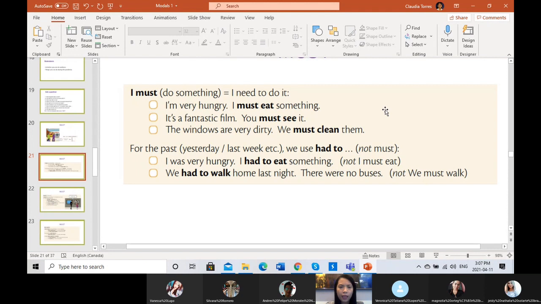And then we have, it's a fantastic film. You must see it. Here, this is a strong advice, a strong piece of advice, right? So it's a fantastic film. You must see it. So it's like if you go to the cinema, you cannot see another movie. No, you have to see that one, okay?